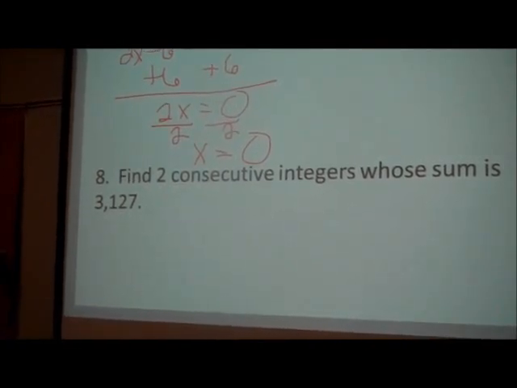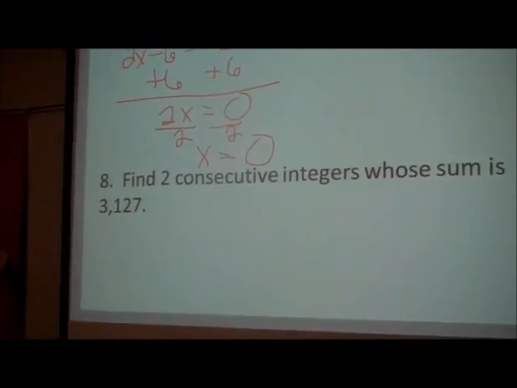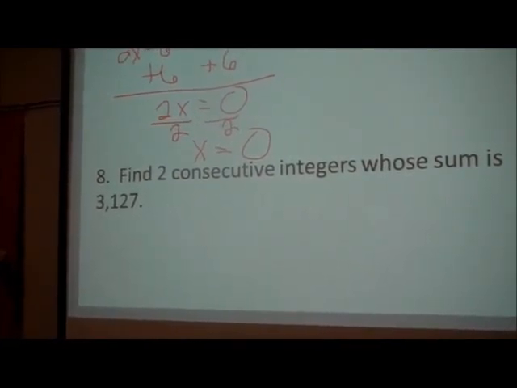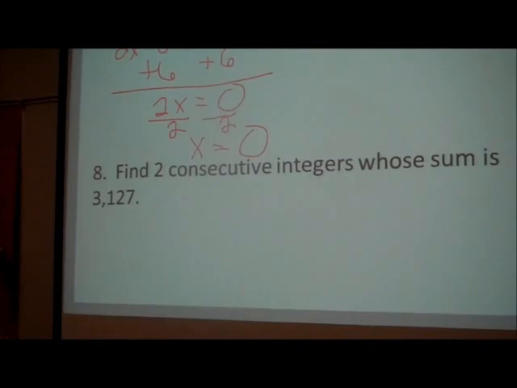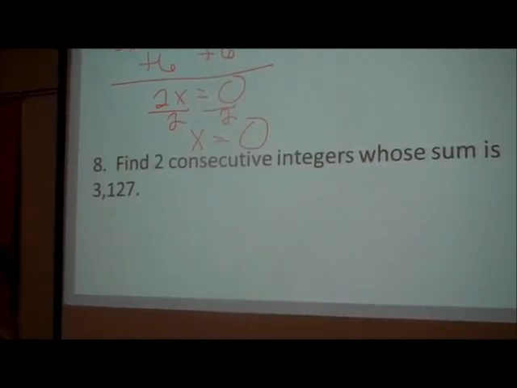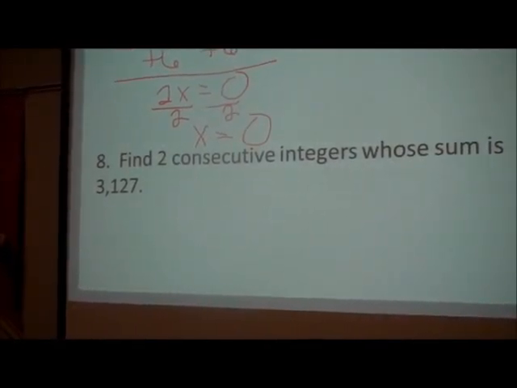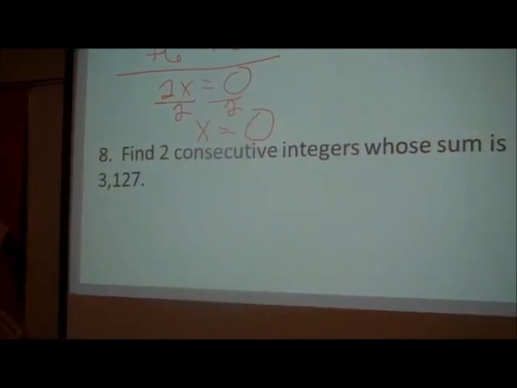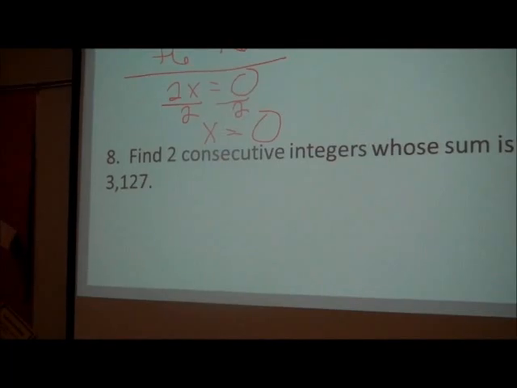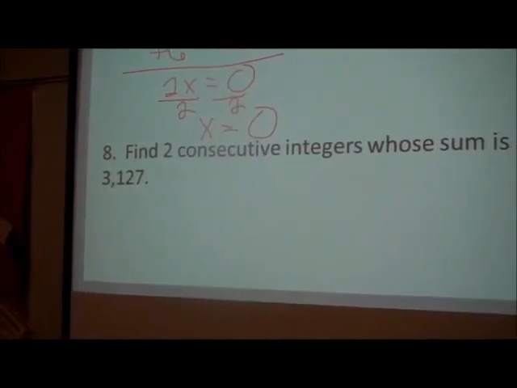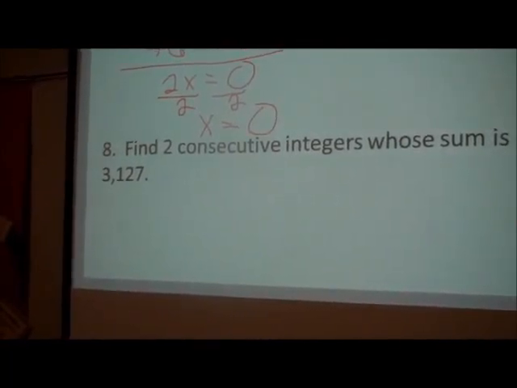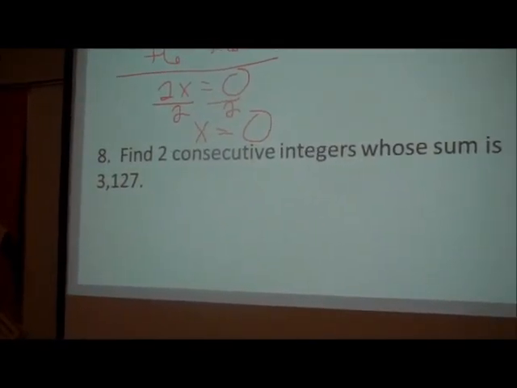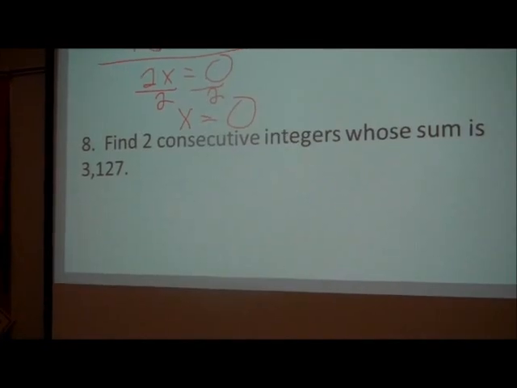All right, number 8, I did not put the directions, define your variable, write equation, and solve like we need to, but we need to do that. So what are we trying to find in number 8? Two consecutive integers. I'm going to write my stuff up above because I don't have room down there. So x is going to be my first integer. Okay, what would my next integer be? X plus 2. Consecutive integers.